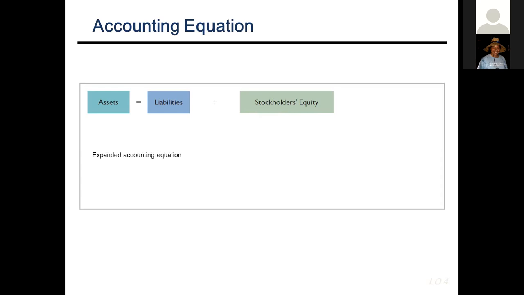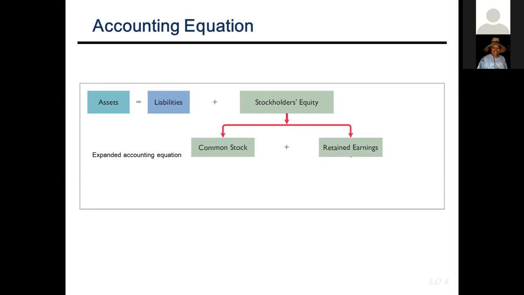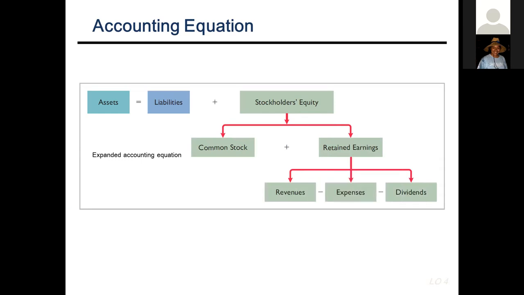Now, if you want to expand the equation, the stockholders' equity is a little complicated because it consists of your common stock plus retained earnings. And retained earnings is made up of the company's revenues over the life of the company, minus all of expenses, minus any dividends that were paid out to the stockholders.